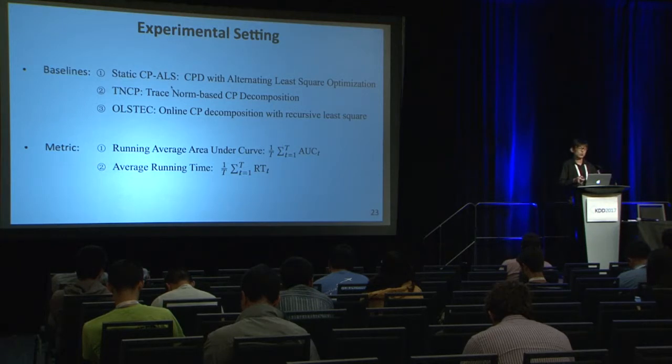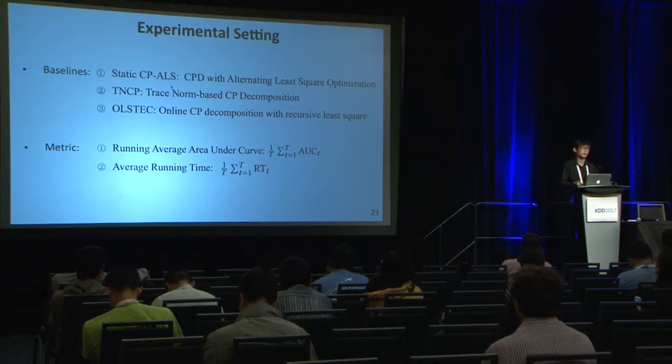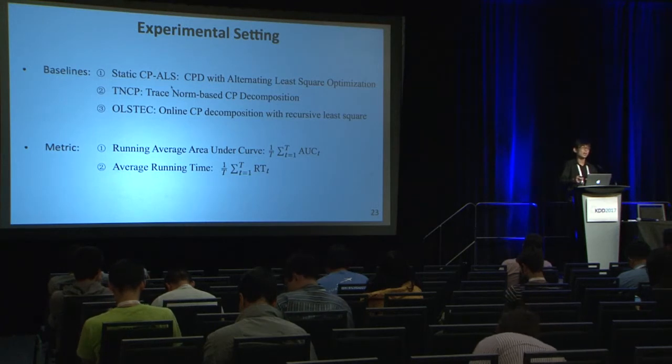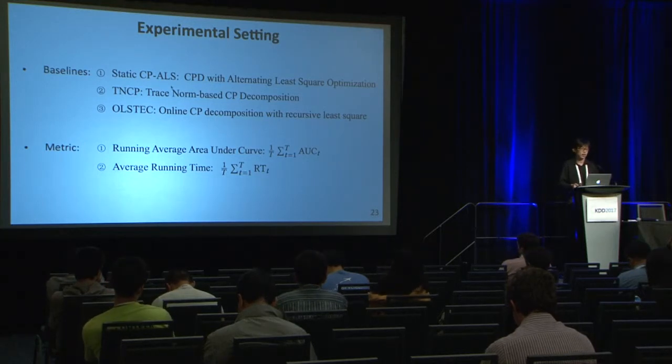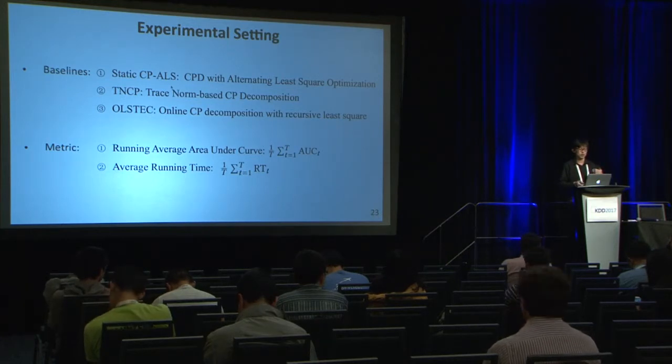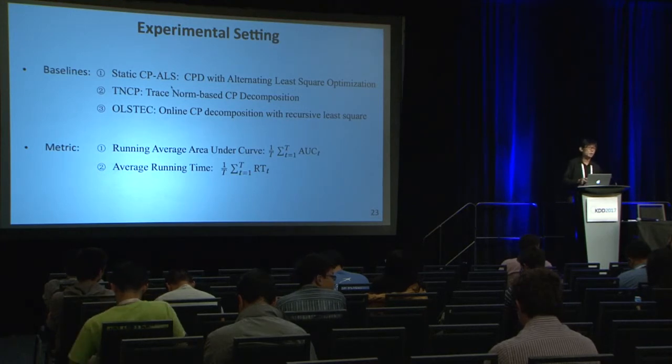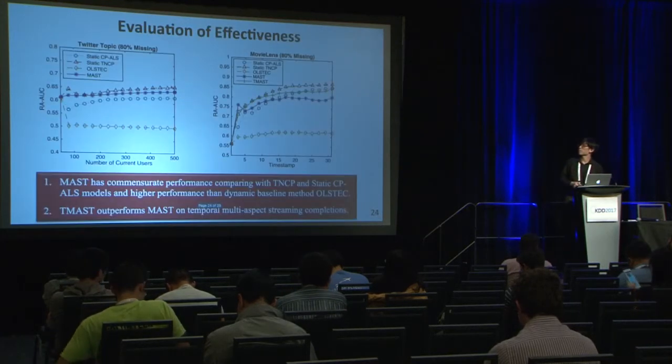But to our best knowledge, there hasn't been a method that can handle the multi-aspect streaming situation, so we generalize this method intuitively by considering the multi-aspect pattern as a summation of several one-mode change patterns. Then we utilize this method as a baseline. The metric we use to test our model is, first, the running average area under the curve, and second, to test the efficiency, we use the average running time.